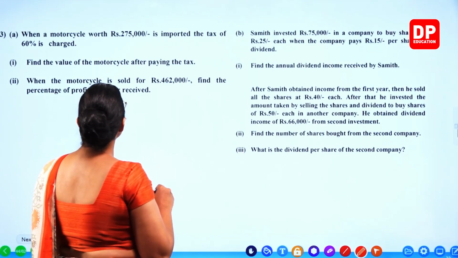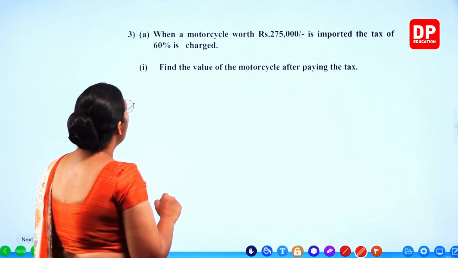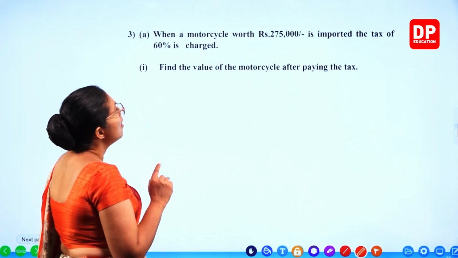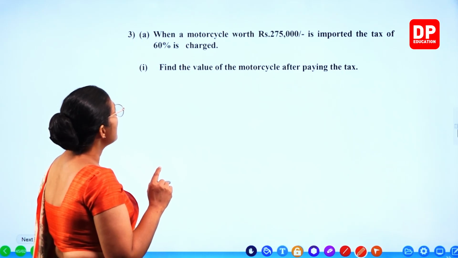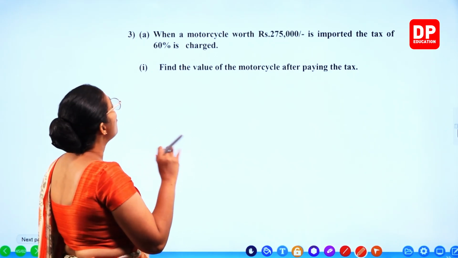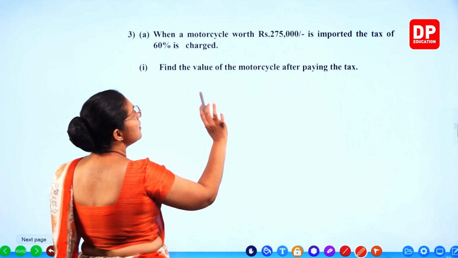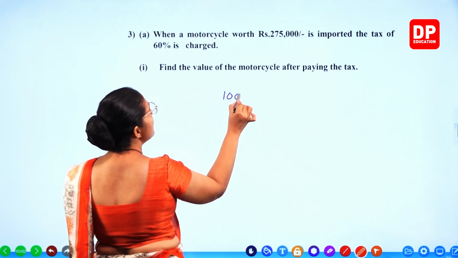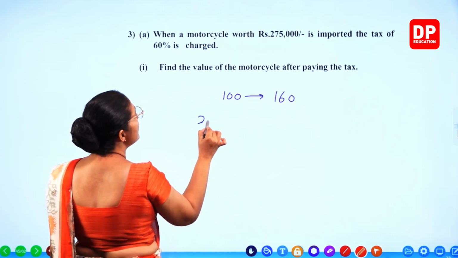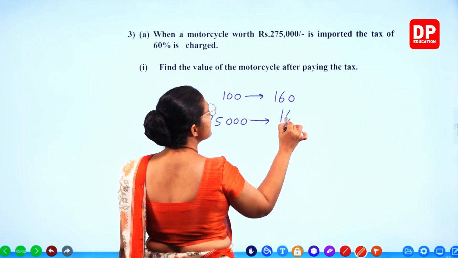Let's do the next one. Question number 3. When a motorcycle worth 275,000 is imported, a tax of 60% is charged. Find the value of the motorcycle after paying the tax. So you have to add the tax amount to the original value. So straight away you can get it from this method. If the value is 100, with the tax you have to pay 160 rupees. If the original value is 275,000, what's the value with the tax?